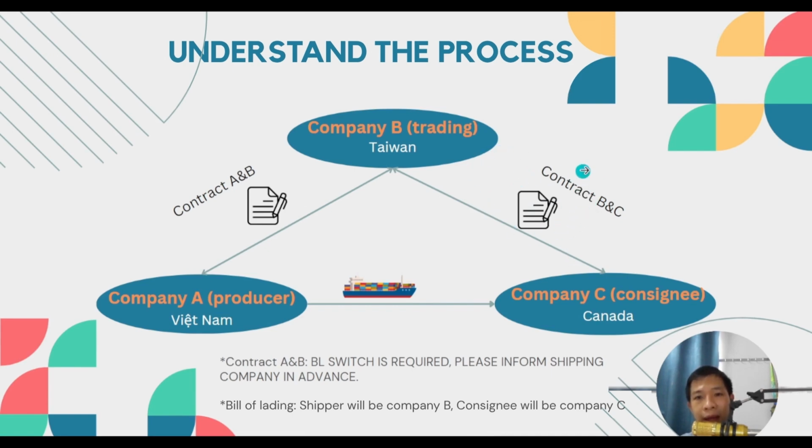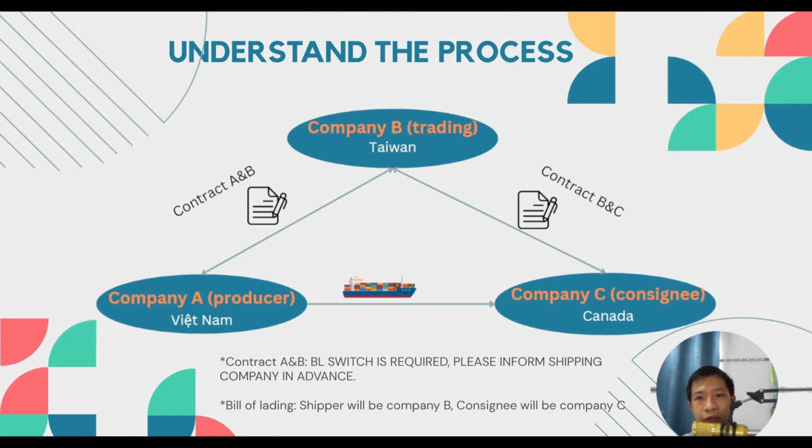Now, how does the buying and selling process work? Regarding the delivery part, the goods will be shipped directly from Company A straight to the country of Company C without needing to go through Taiwan anymore. This approach helps save costs because you don't have to ship from A to B and then from B to C. That would incur extra shipping costs, so instead, we ship directly from A to C.